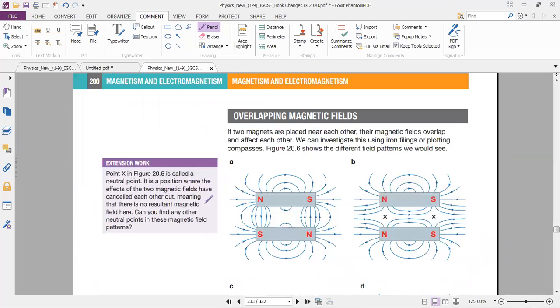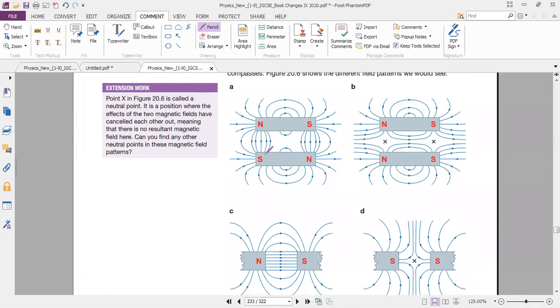So, overlapping magnetic field lines. What would happen if magnetic field lines overlap? Look at this. Two bar magnets are brought close to each other. North to south, field lines are going. North and North Pole, South and South Pole. Similarly, similar poles come closer, and there is a repulsion due to repulsive force.